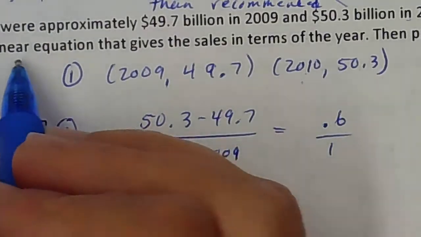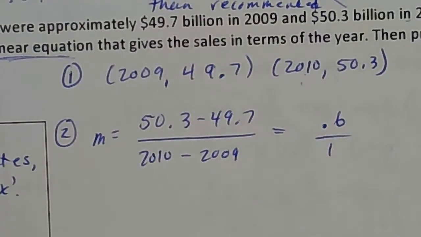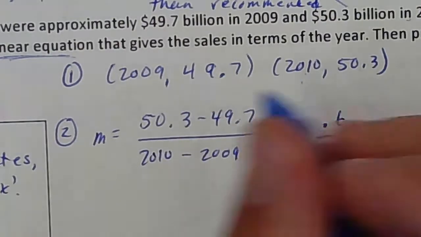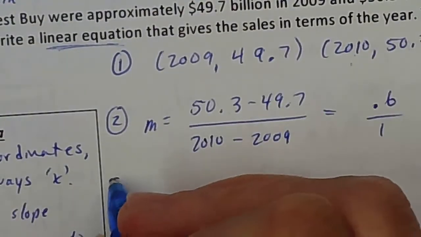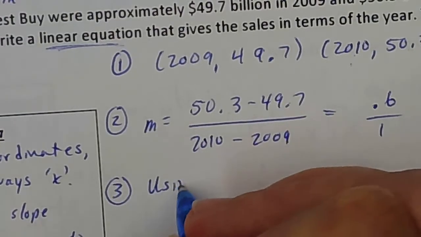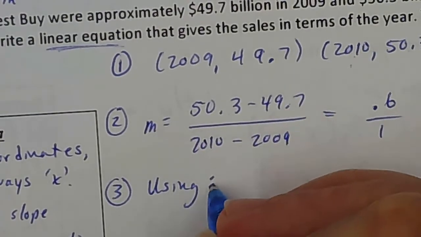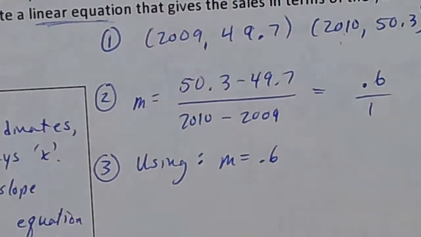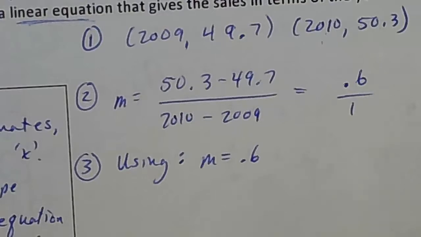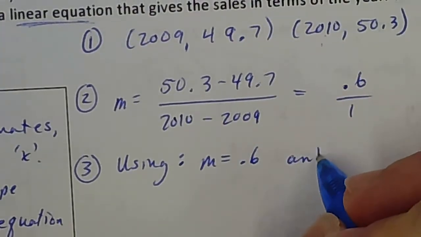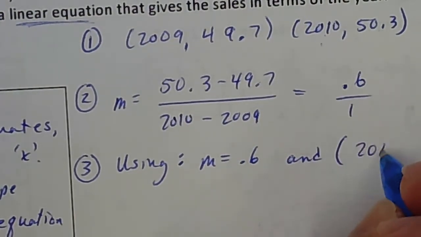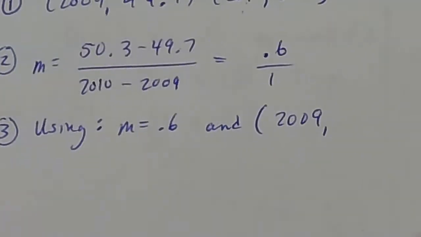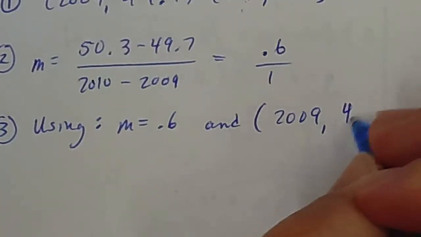Okay, so in the end, we're supposed to write an equation. Now it's starting to come together, right? If we have the slope of the line and we have a point, we always can write an equation. So using m equals 0.6, I suppose if you want to change it to a fraction, you can make it 3/5, but I'll just leave it like that. And then choose a point. I'll just grab the first point, 2009 and 49.7.